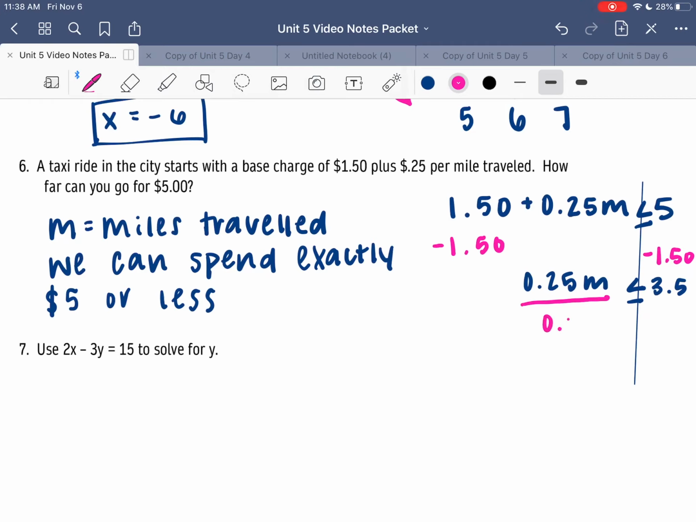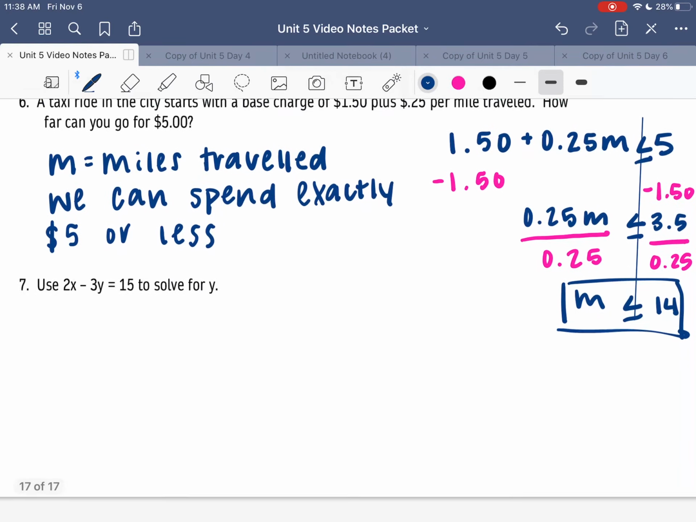Divide by 0.25. We get 14. So we can go up to 14 miles. We could go a little less and just not spend all our money, but that would be the most that we can go. If you set this up as an equation, you would just get m equals 14, and that still tells you exactly how far you could go for $5, but we're going to assume that we would also be happy with going less.